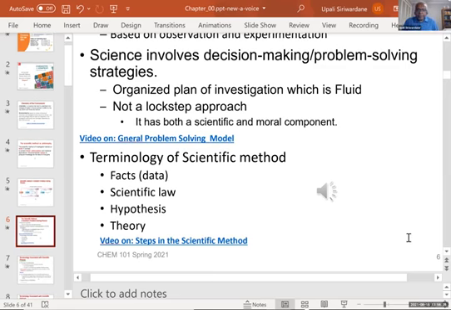I will go through about, Excuse me. yes. What is it? What do you mean by not a lockstep approach?